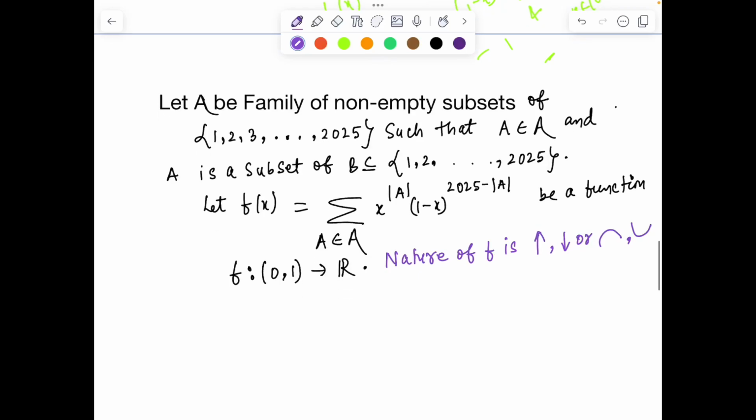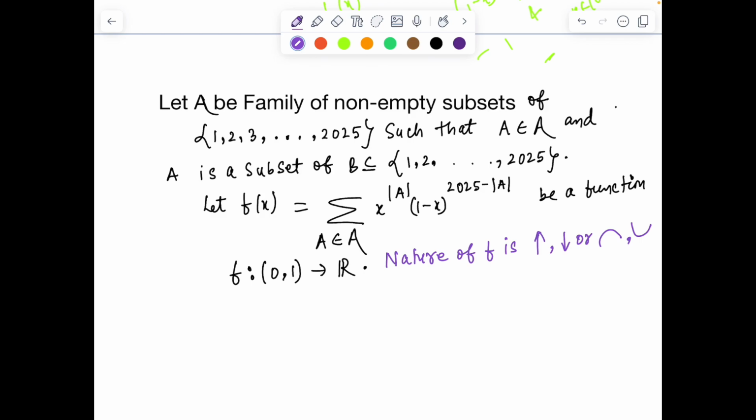And let's see this problem based on amalgamation of sets as well as functions. Here we go. Let 𝒜 be the family of non-empty subsets of {1, 2, ..., 2025}. So we have 2025 elements in this set, such that capital A belongs to 𝒜, where A is a subset of again a set B, which itself consists of 2025 natural numbers.